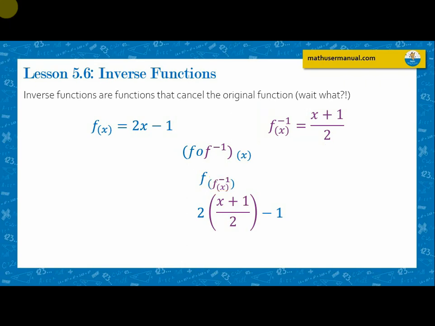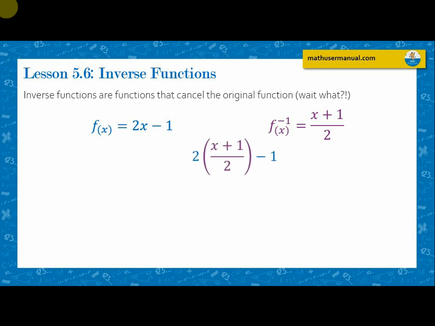But now we have to simplify this. We cannot finish this problem unless we simplify it. And the reason we have to simplify it is because we have to make sure that they cancel each other. The first step we can do here to simplify is we have a 2 multiplying outside of the parenthesis and a 2 in the entire denominator inside of that parenthesis, meaning they cancel each other. And then we have plus 1 minus 1, they also cancel each other, leaving us with just x. So f of f inverse of x equals x.